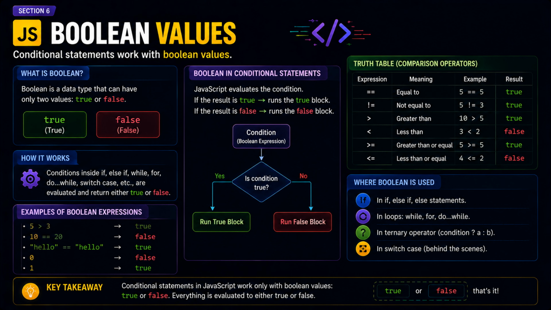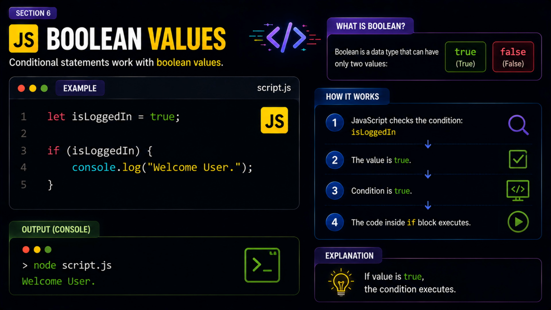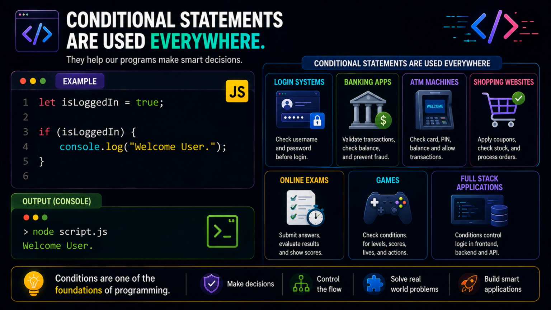Section 6, Boolean values. Conditional statements work with Boolean values. Example: let isLoggedIn = true; if (isLoggedIn) { console.log("Welcome user"); }. If the value is true, the condition executes. Conditional statements are used everywhere: login systems, banking apps, ATM machines, shopping websites, online exams, games, full-stack applications. Conditions are one of the foundations of programming.